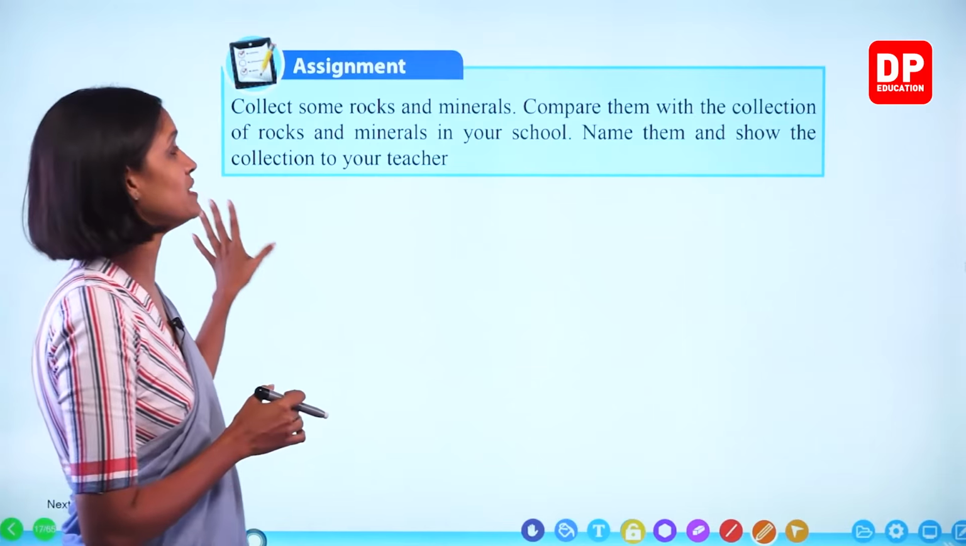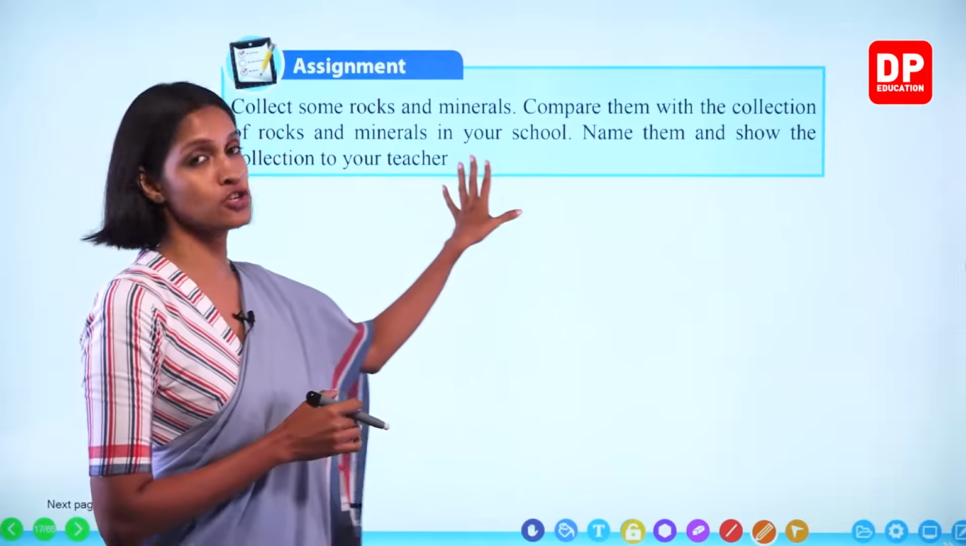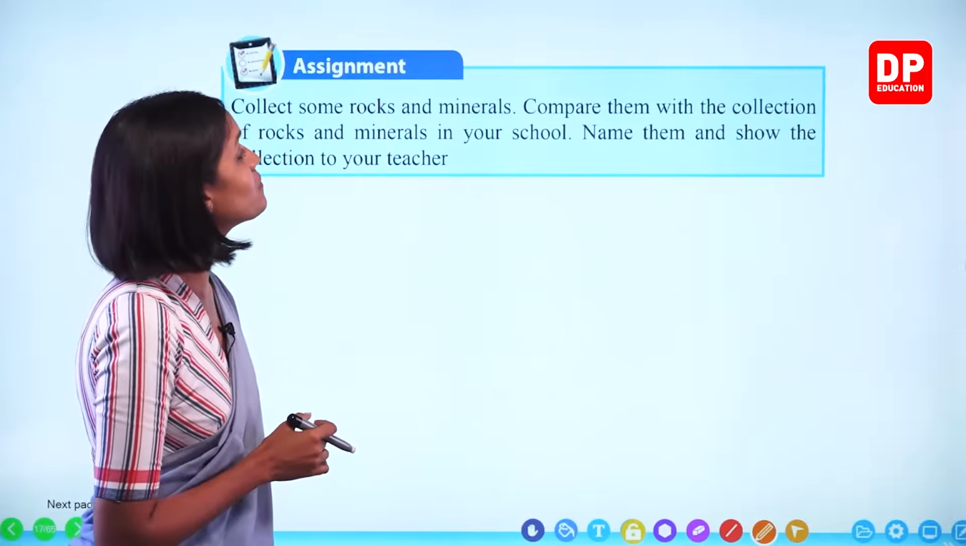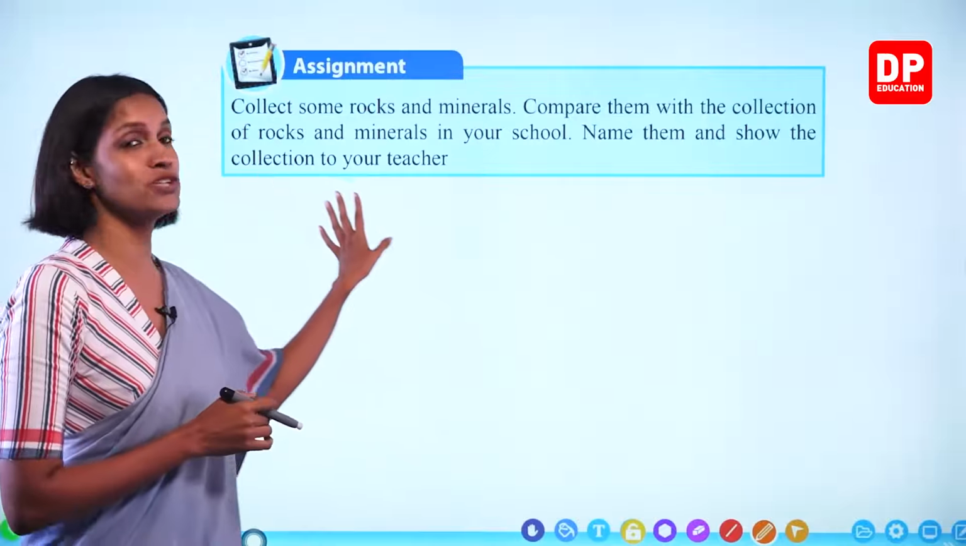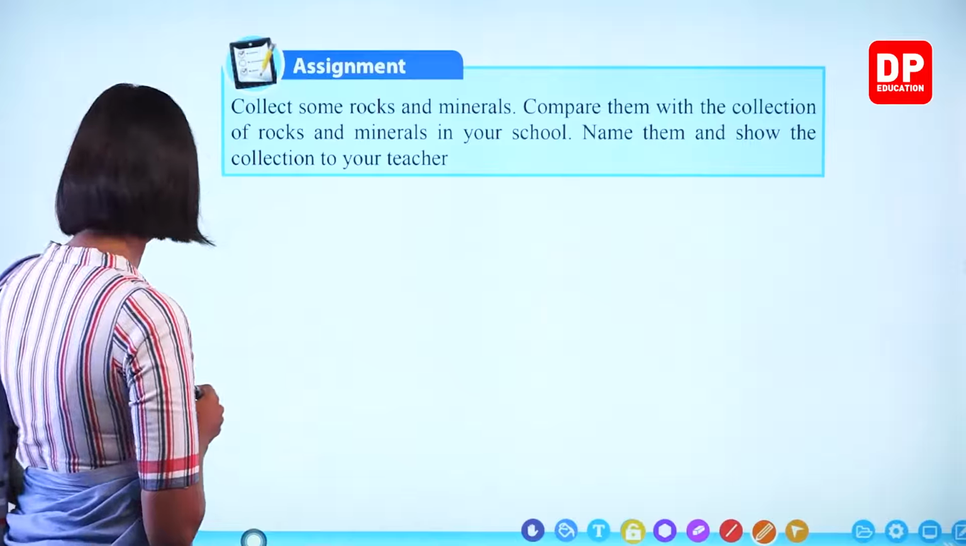Collect some rocks and minerals. Compare them with the collection of rocks and minerals in your school. Okay? Name them and show the collection to your teacher. Right, children? We'll move on to the next.